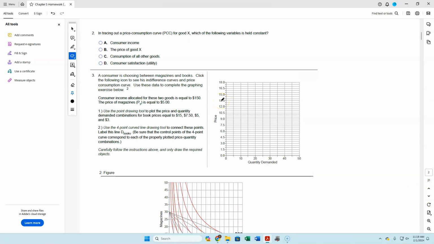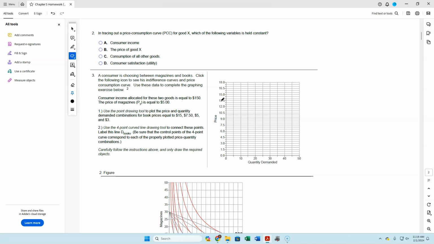Number 2. This should be largely definitional, so in the interest of time, I'm going to skip it. Number 3. We're choosing between magazines and books.